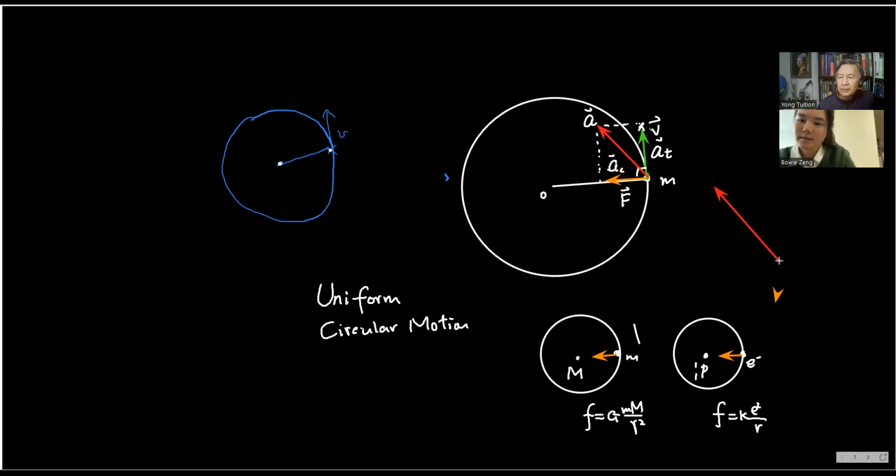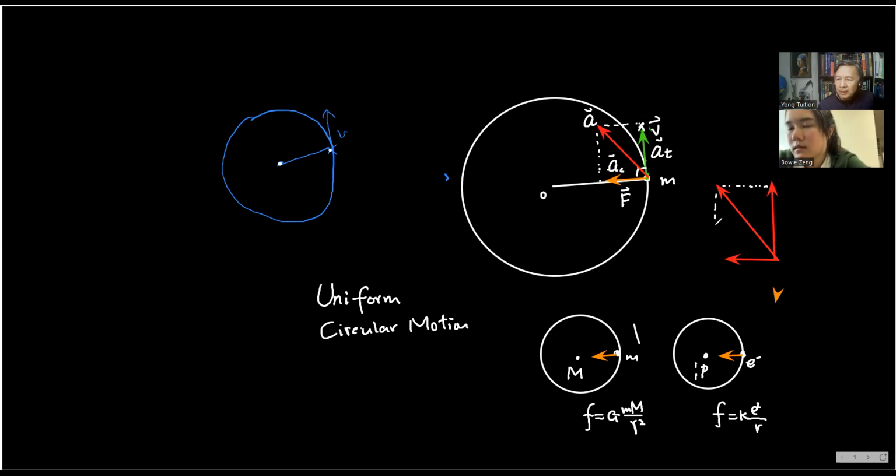Okay. Acceleration. I just redraw this direction of acceleration, which in general is not perpendicular to the velocity. In this case, acceleration has two components. One is in the centripetal direction, and another is parallel to the velocity, you see? So if I draw it nicely, that is how to start.